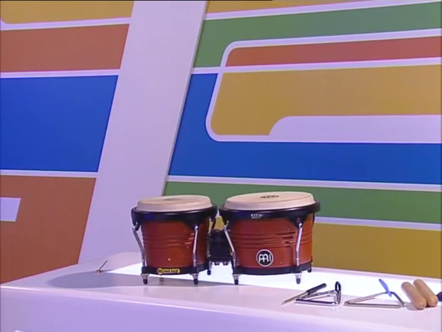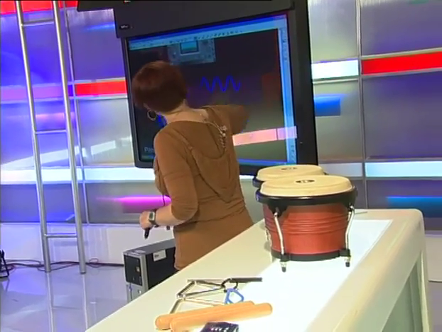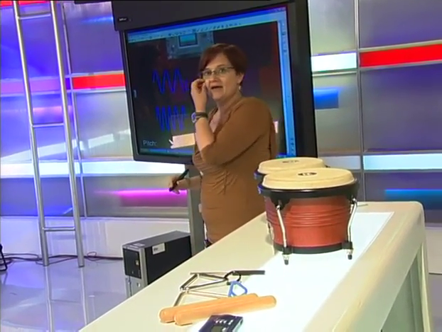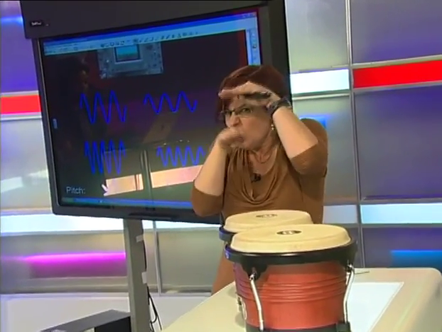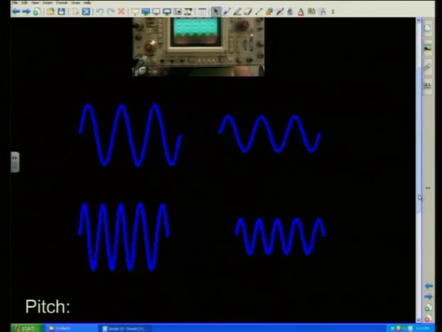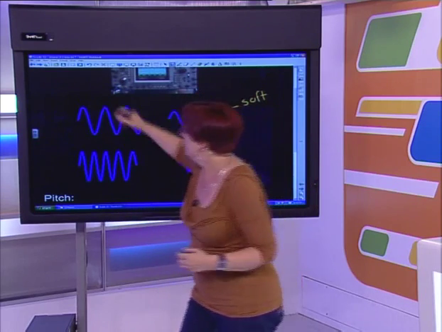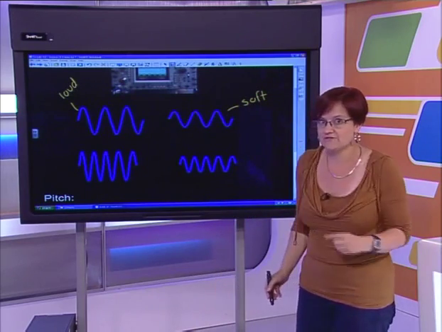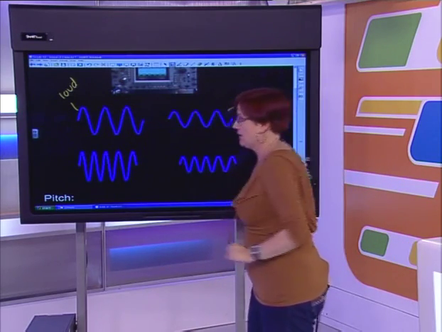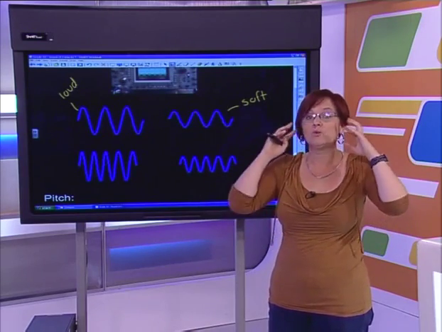Now, if I look at my first waveform and my second waveform, over here it's quite low, and over there it's high. This one is my soft sound, small amplitude. So over here, this is a soft sound, or it's not very loud. This one is loud, okay? Now, what's the difference? The amplitude. So loudness has to do with amplitude.